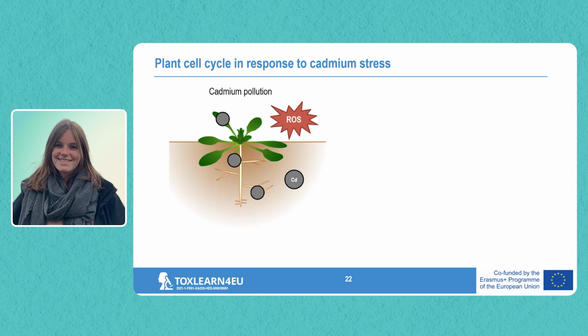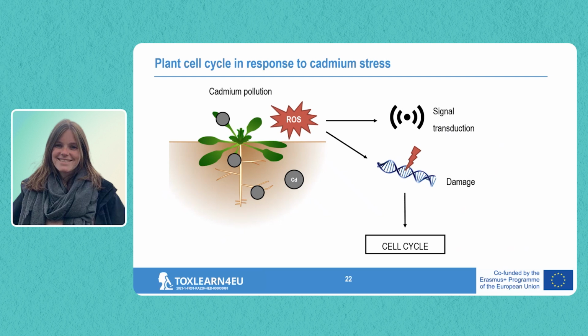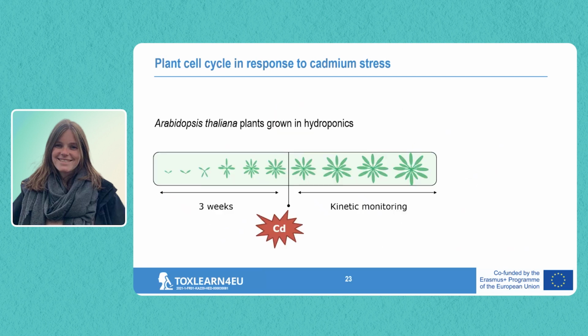And what will happen then is that you get an increased production of reactive oxygen species. Some of you might have already heard about this, but we'll also see this in more detail on Thursday. This will then have effects on signal transduction because ROS are important signal transducing components, but these can also induce damage to the DNA. And DNA damage is something that is very well known to also affect cell cycle progression. So that's why I was very interested in checking how cadmium would now affect the cell cycle.